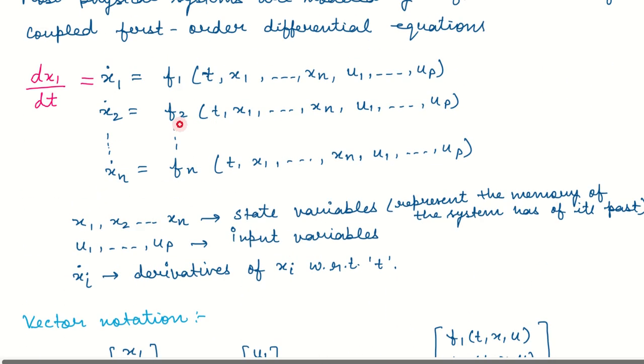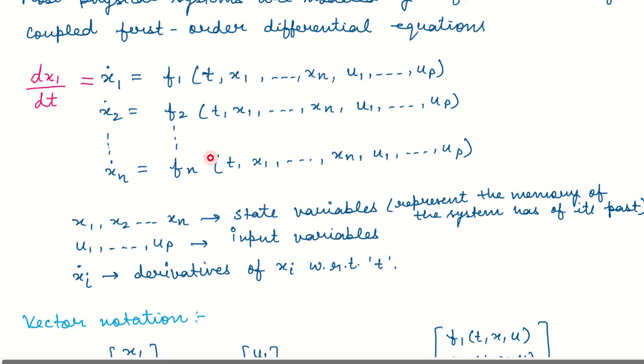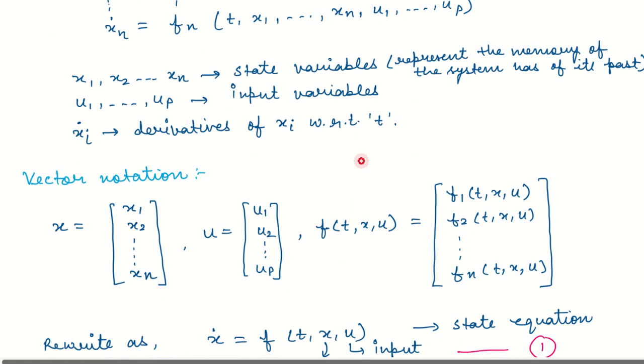Now I can write this set of differential equations in terms of vector notation. So I am going to define x as the vector x1, x2 up to xn. U is defined as the vector u1, u2 up to up, and these functions I can put into a vector form, that is f1, f2 up to fn.